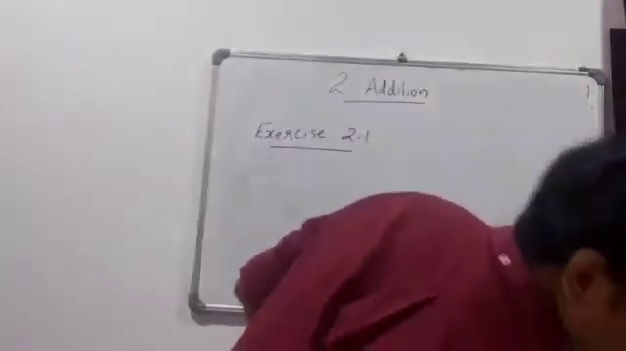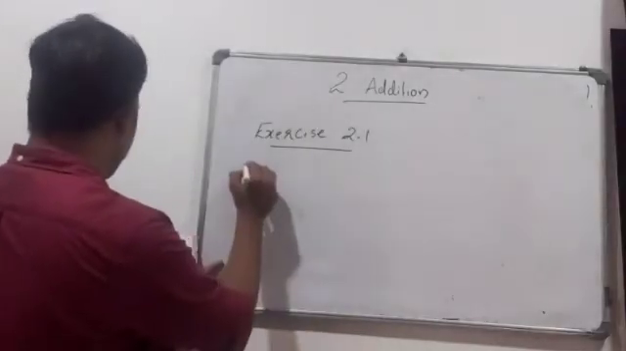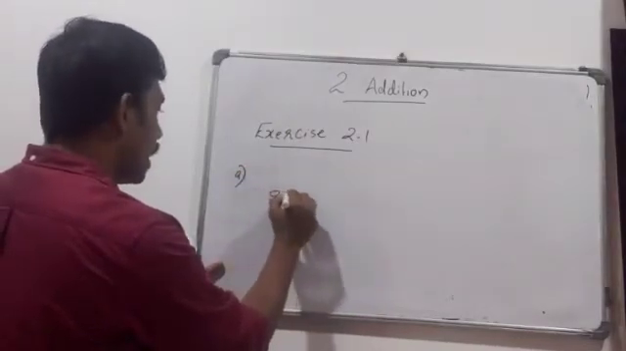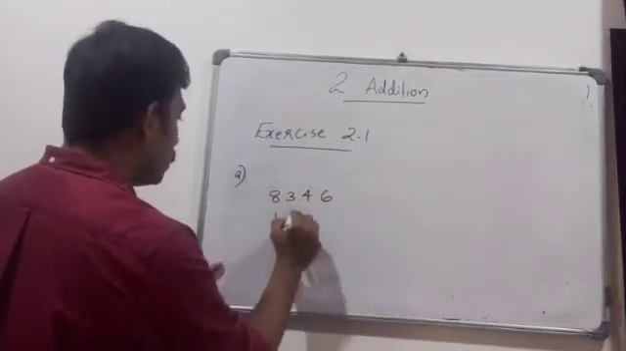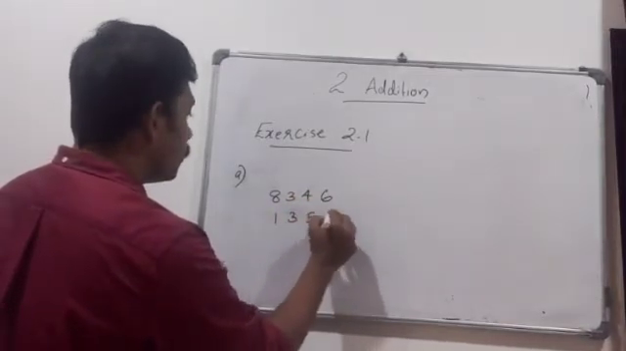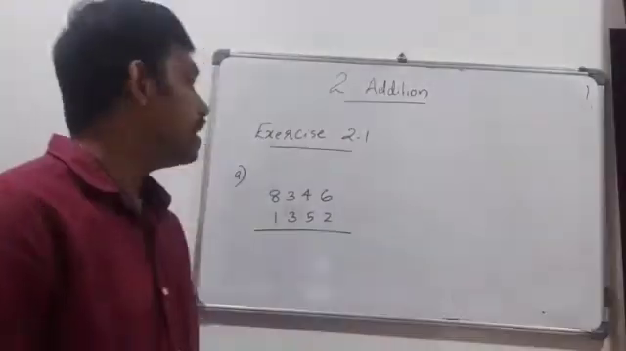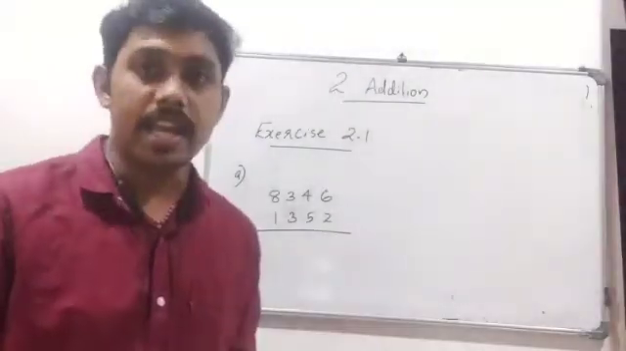So the first question is 8346 and 1352. Here we are adding 4-digit numbers without any carry.